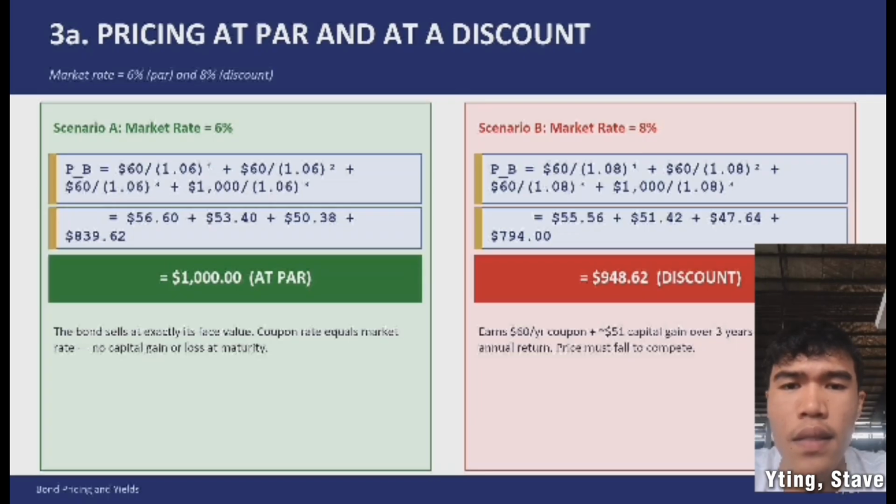Second, at a discount, $948.62. When the market rate equals 8%, higher than 6%, meaning you pay less, buying cheaper, below $1,000. Rule: market up, price down.